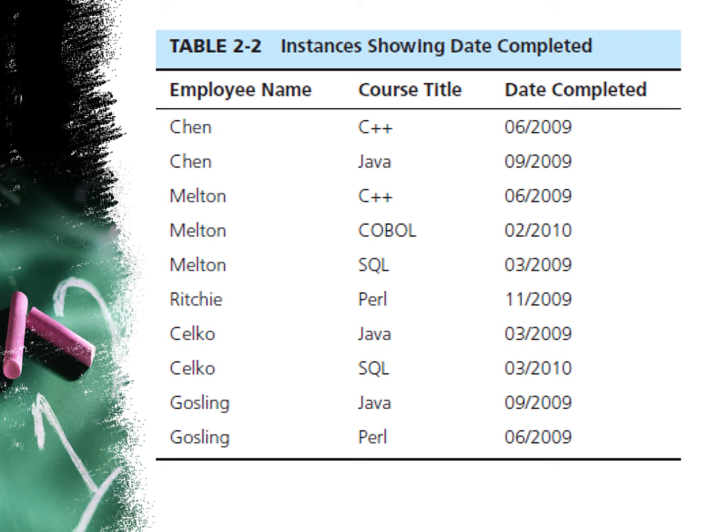Now, if you notice, this table also represents a new field, date completed. Having only two entities would be very incomplete without considering the date when Chen, Melton, or any of the employees completed a particular course. It is good data to be stored, considering that date completed corresponds to the date of completion for each course they have taken. That is something you have to consider also when you will be building your own ERD later on.